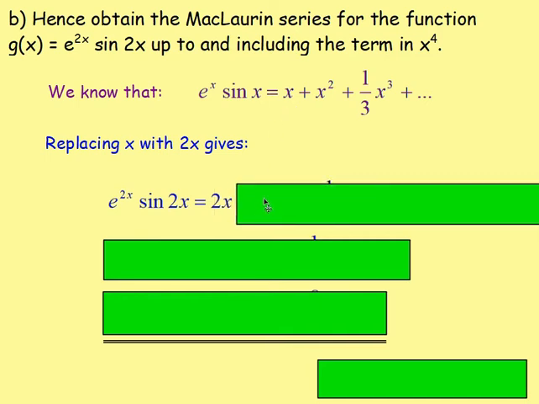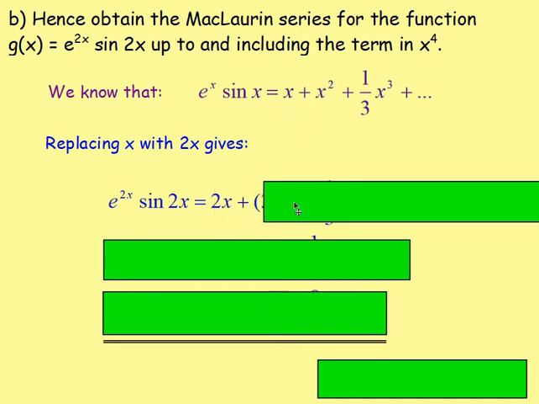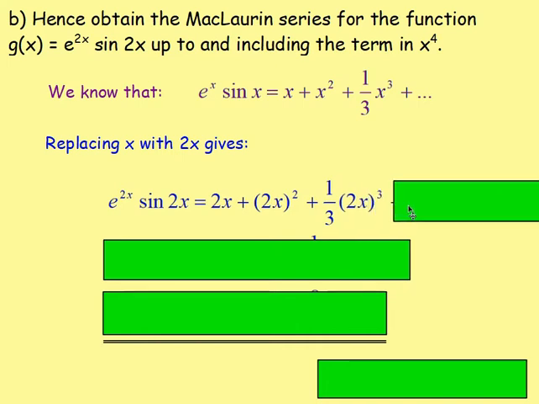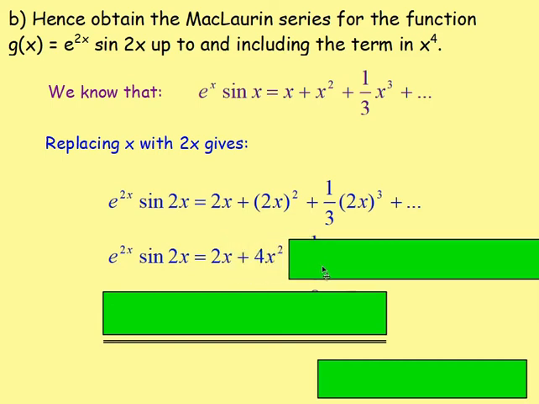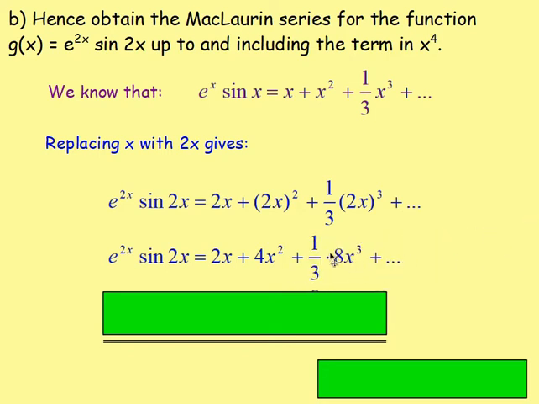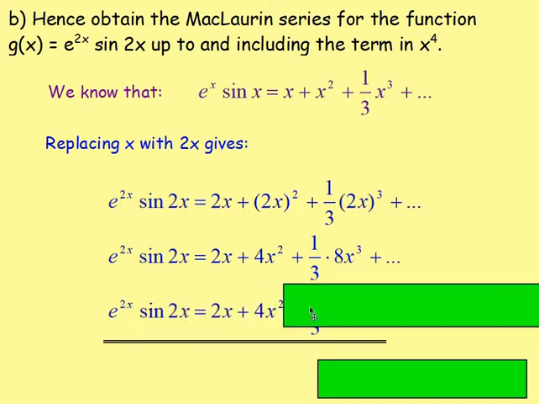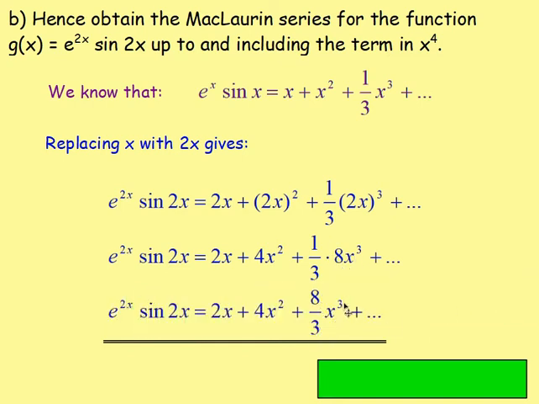So we're starting off with 2x. And then instead of x squared, we'd have 2x in brackets squared. Instead of a third x cubed, we'd have a third times 2x cubed plus dot dot dot. That is you're replacing it. You just want to tidy it up then, so the 2x would stay as it is. 2x in brackets squared would work out as 4x squared, and a third in brackets 2x cubed would be 1/3 times 8x cubed, which simplifies again to 8/3 x cubed. And that there will be your answer.